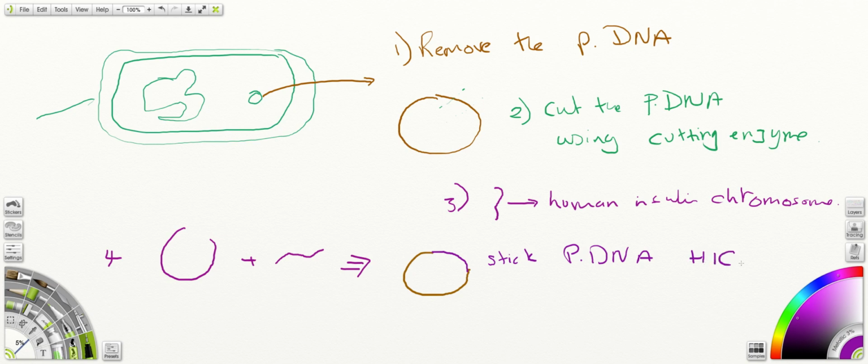I'm just going to write it in short. Using sticking enzyme, another nicely named thingamajig. Using sticking enzymes.